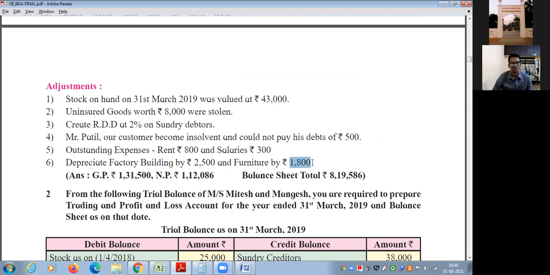Okay. Now I have simplified the problem. Now we have to solve it in the Excel sheet. Before solving, wait a minute.